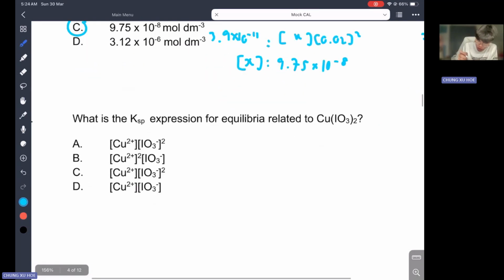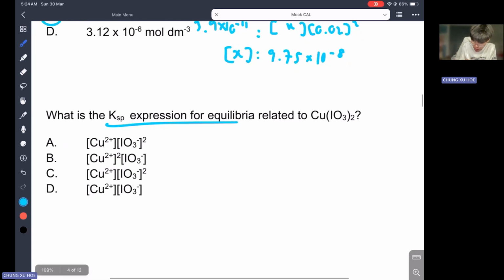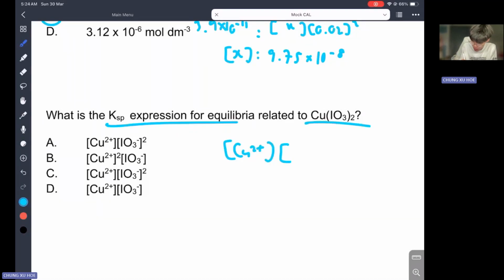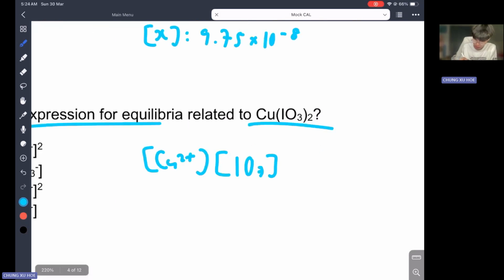Next, what is the Ksp expression? This one, rubbish question. Okay, rubbish question. Unless you don't know the charge, you need to know. Cu2+ concentration and IO3-, IO3- and then 2, that means 2 IO3-, right? 2, that means you put it on top as the power. Understand, right? You understand this part, right?